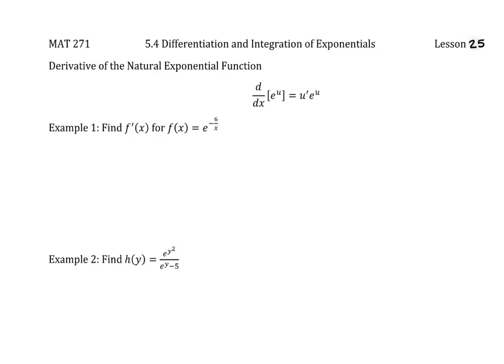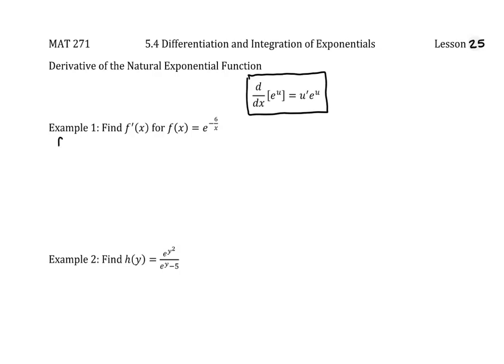Here we're going to be talking about how to take the derivative and the integral of exponential functions, specifically those that have a base of e. So this is going to be our main rule, or really our only rule, for differentiating exponential functions. The derivative of e to the u is equal to u prime multiplied by e to the u. So let's start off with example 1.